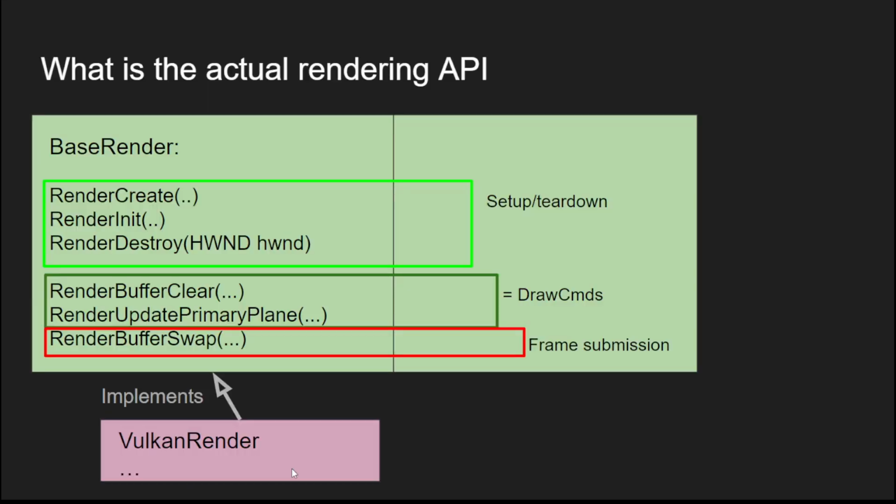Expanding out this green box a bit, we can think of the runtime as submitting simply a frame. The rendering API has multiple functions, but some of them are simply for startup. Some others are effectively just more draw commands. And finally, the swap is the actual frame submission.